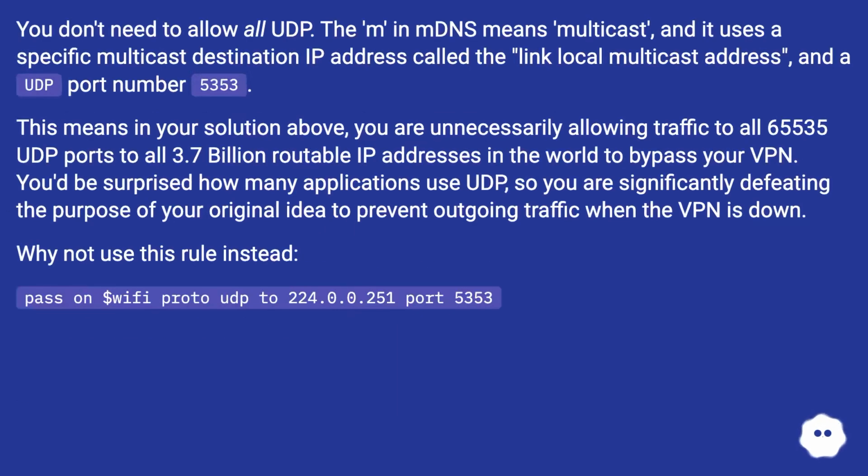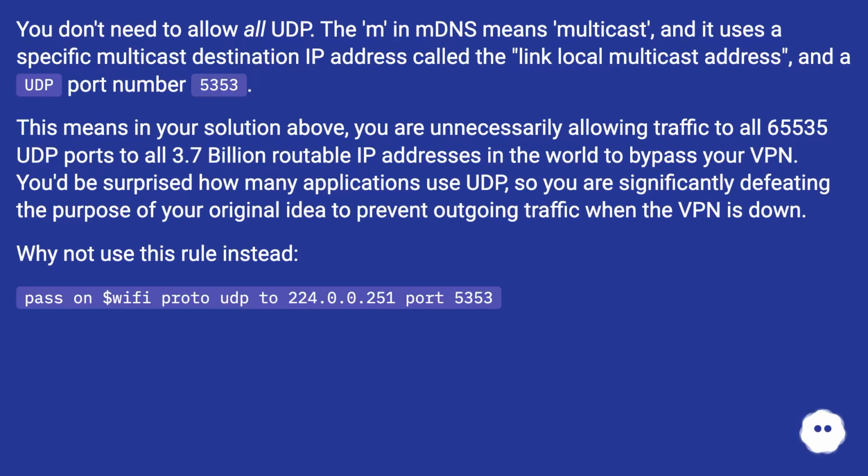You don't need to allow all UDP. The M in mDNS means multicast, and it uses a specific multicast destination IP address called the link-local multicast address, and a UDP port number 5353. This means in your solution above, you are unnecessarily allowing traffic to all 65,535 UDP ports to all 3.7 billion routable IP addresses in the world to bypass your VPN. You'd be surprised how many applications use UDP, so you are significantly defeating the purpose of your original idea to prevent outgoing traffic when the VPN is down.